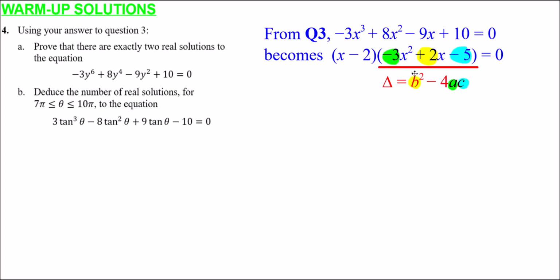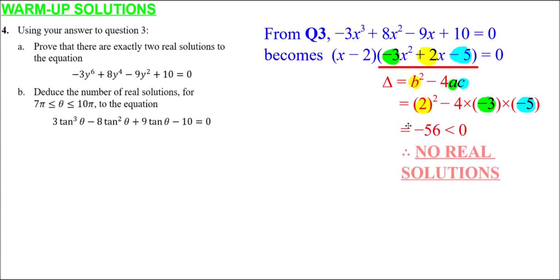So subbing in these values, the discriminant would be 2 squared minus 4 multiplied by minus 3 multiplied by minus 5. If you compute these values here, that becomes 4 subtract 60, which is minus 56, but importantly, the main thing is that's less than 0. And we need to recall, if the value of the discriminant is less than 0, that means there are no real solutions from that quadratic. So from this quadratic here, there are no solutions.